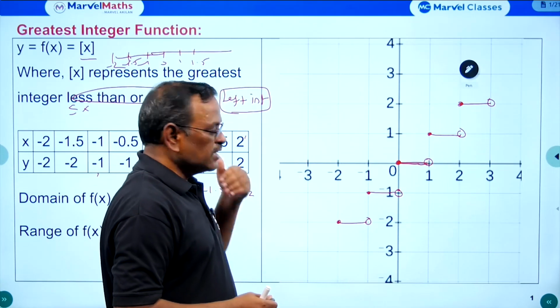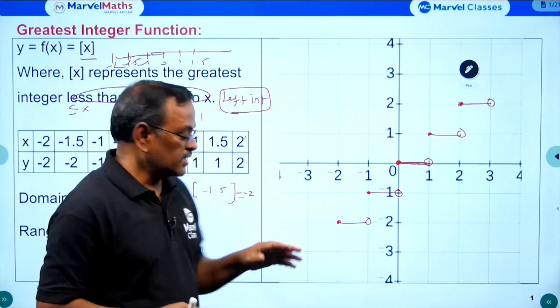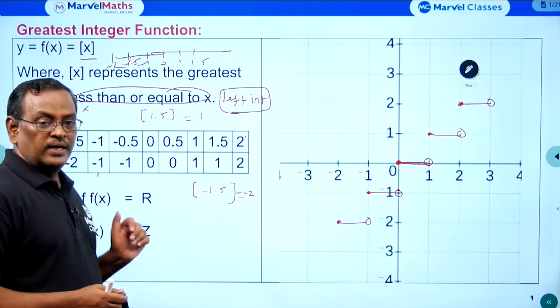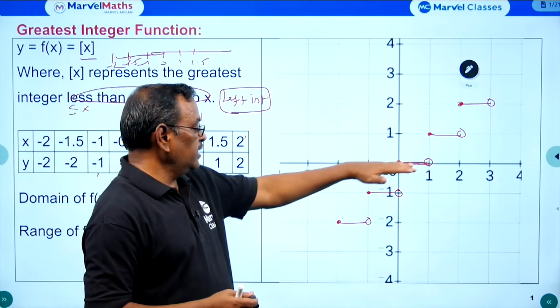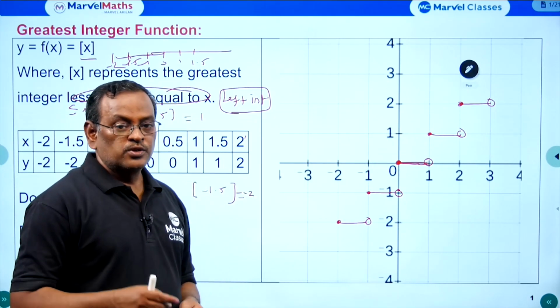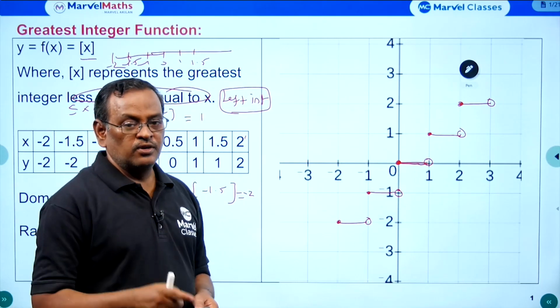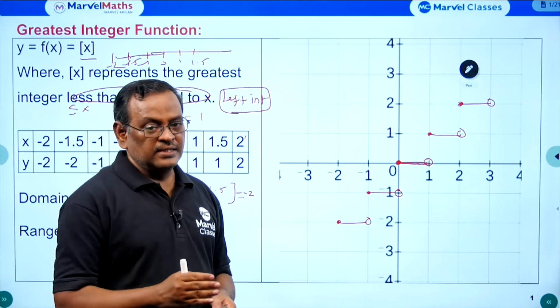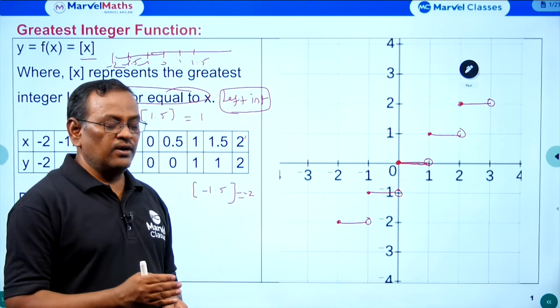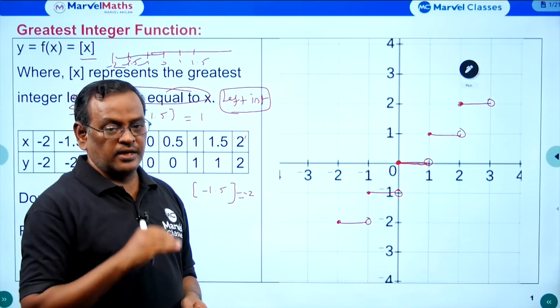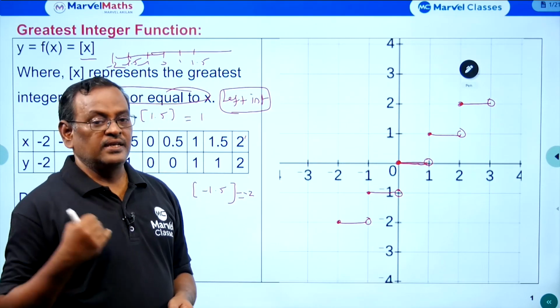So you can substitute any value for x, there is no restriction, and hence the domain is R and the range is Z. Why Z? Because the graph exists only at the integral values. So that is how to draw the graph of the greatest integer function, and what the domain and range are. Don't forget, the result of the greatest integer function is always the left side integer, whether positive or negative.